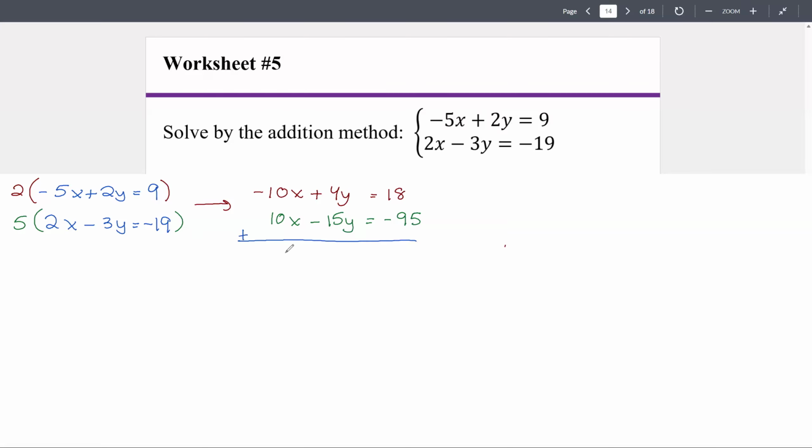Now if I add those, I lose the x's again, and then I have 4y minus 15y, so that is going to be minus 11y. And then 18 minus 95 is going to be negative 77. So I'm going to end up with negative 11y equals negative 77. y is just going to be 7.